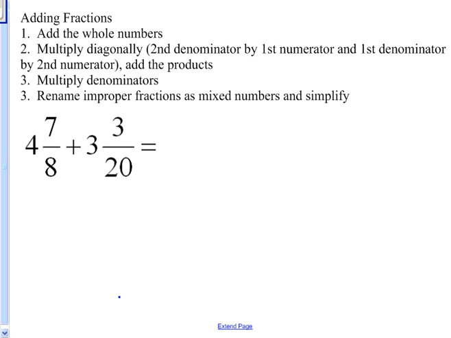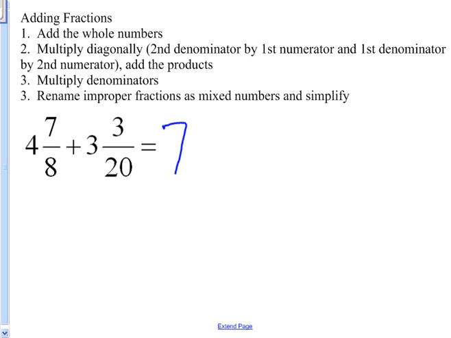Next, we want to see the same problem, 4 and 7/8 plus 3 and 3/20, but I'll show you a different way of solving this. Okay, this one we're not going to find the least common denominator. You'll see the numbers tend to get a little bit larger, but here we're going to add the whole numbers together. 4 plus 3 is 7.